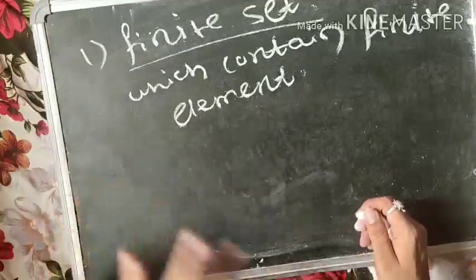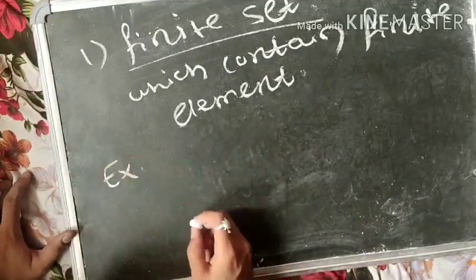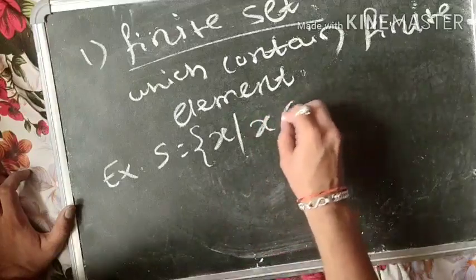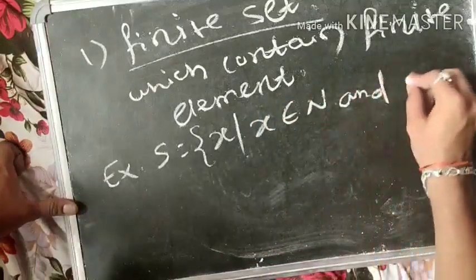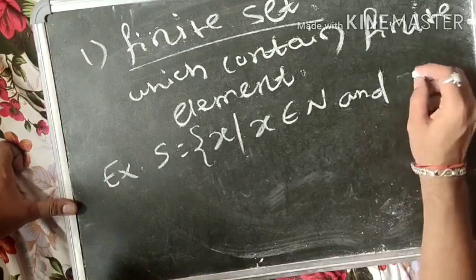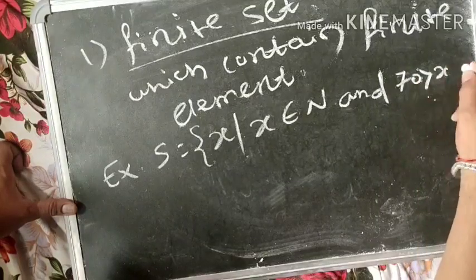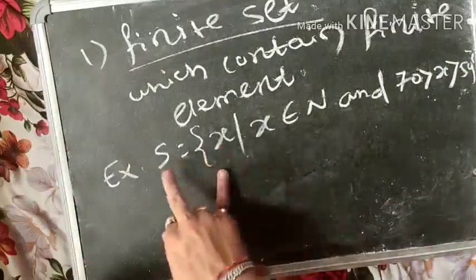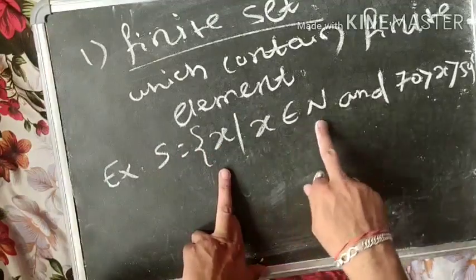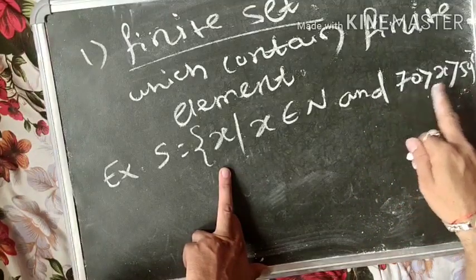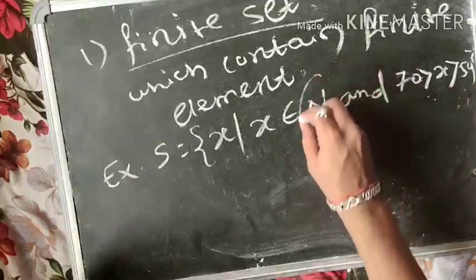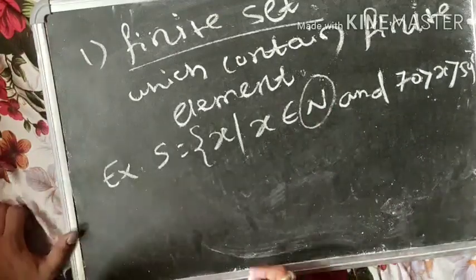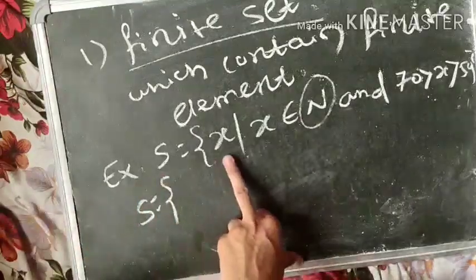a limited number of elements. For example, the set S which contains x elements such that x belongs to N and x is less than 70 and greater than 50. Here N means natural numbers, so x belongs to the natural number set. So how many elements does the set S contain?